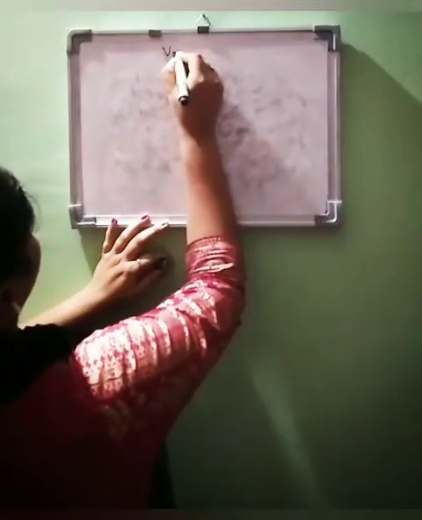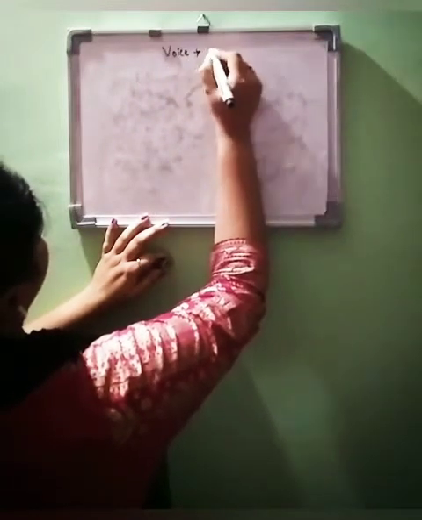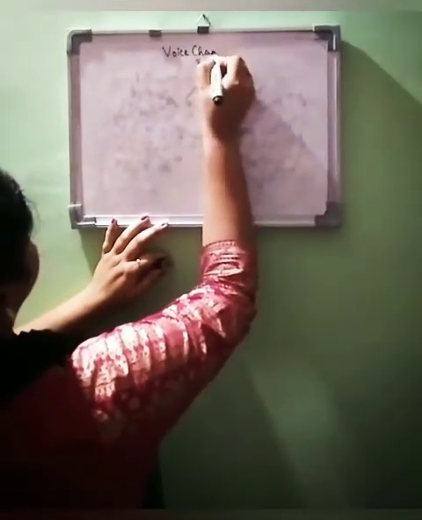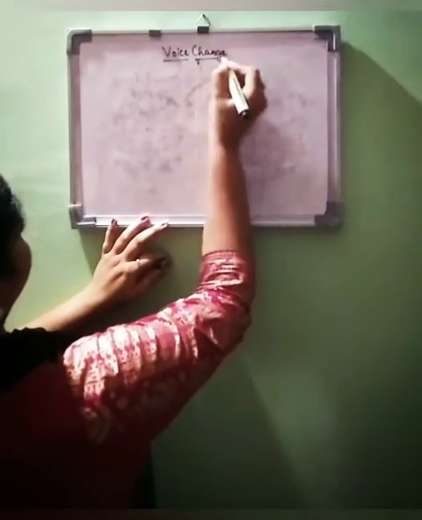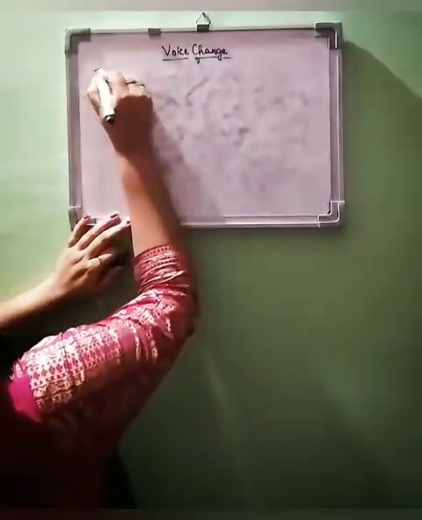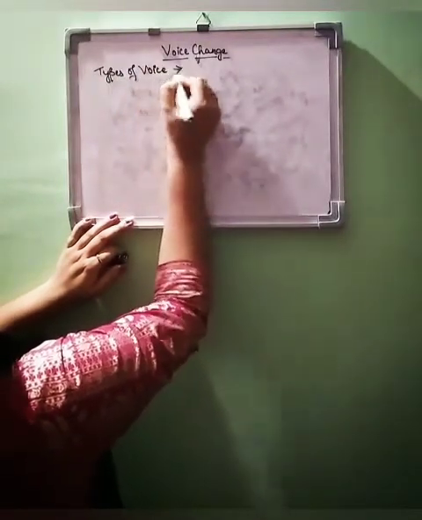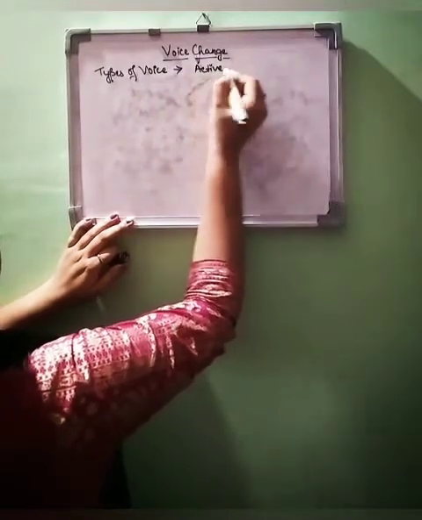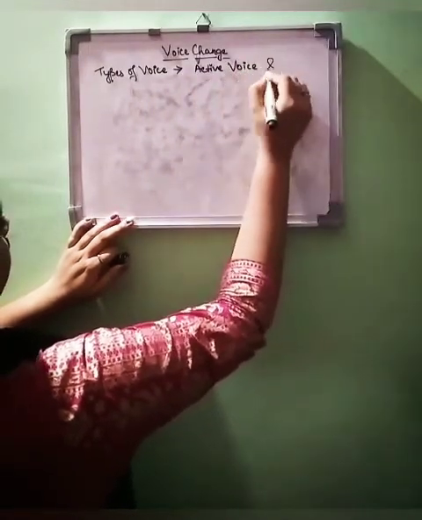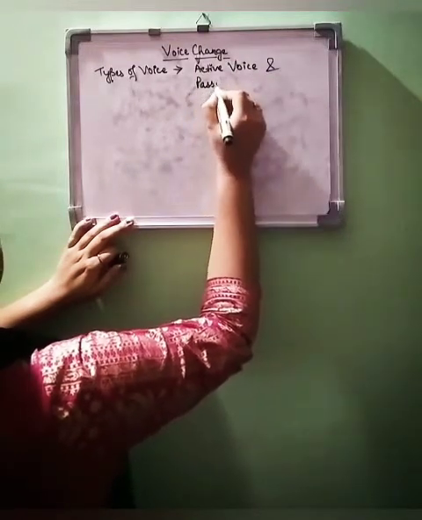Now the voice is divided into two types. Let me first write it. Voice. Today we are going to talk about voice change. First of all we have got to know what voice is. Secondly, we'll see the types of voice. So what are the types of voice? We have active voice and we have passive voice.